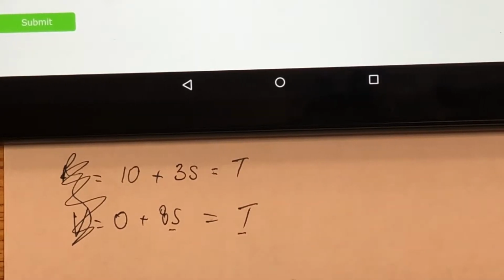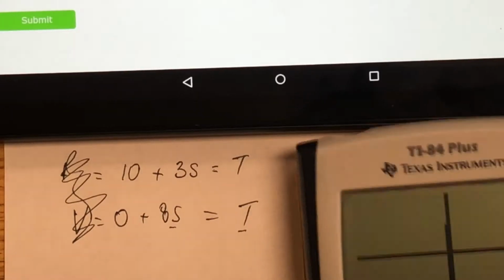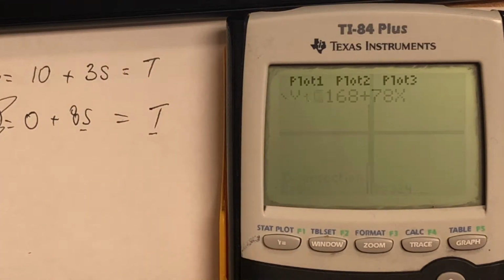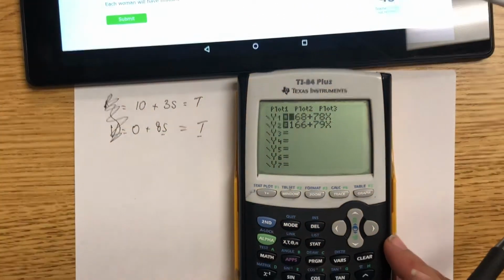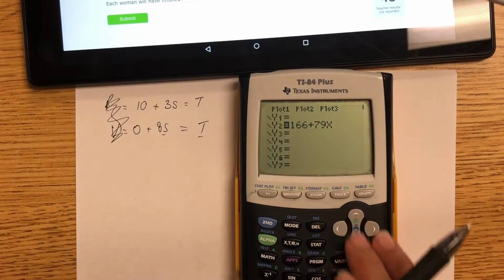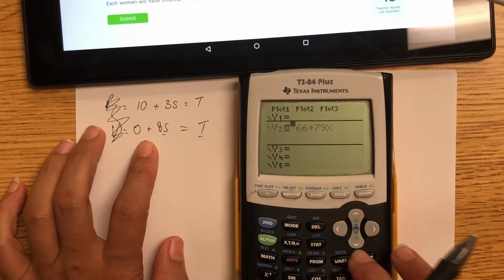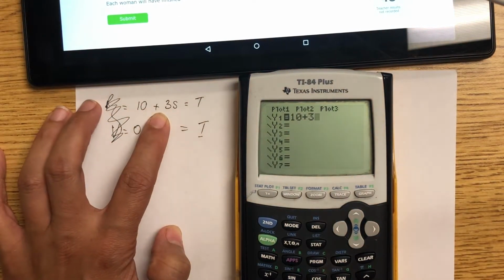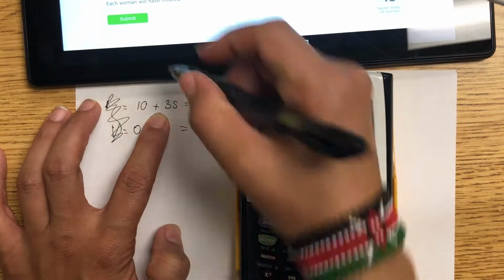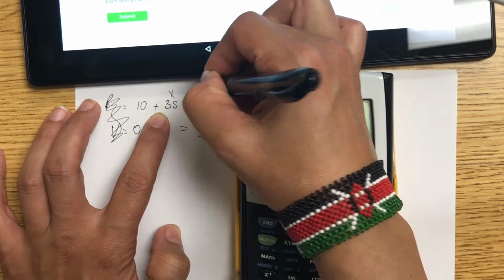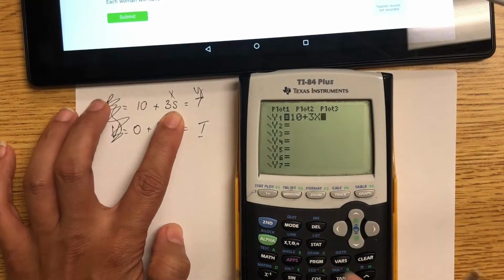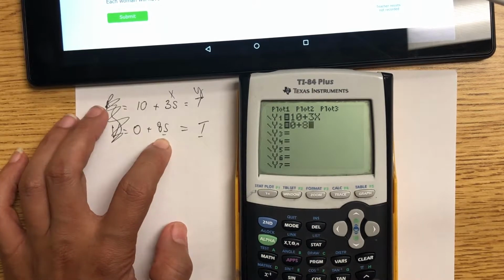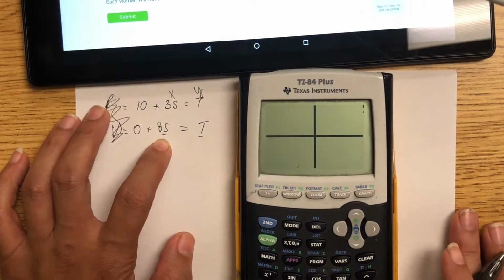Okay, so again, this is easy because you just plug this one in the calculator because it's already looking like that. So y equals, clear and clear, and because the order doesn't have to be the same, I can just type it in. So 10 plus 3s, which is x. So s is x and t is y. All right, so 3x, and then 0 plus 8x. Graph.